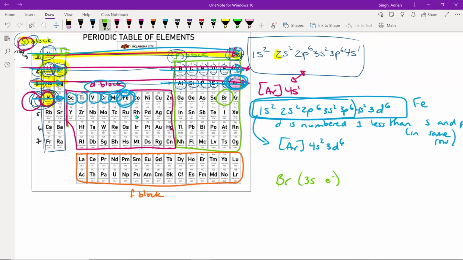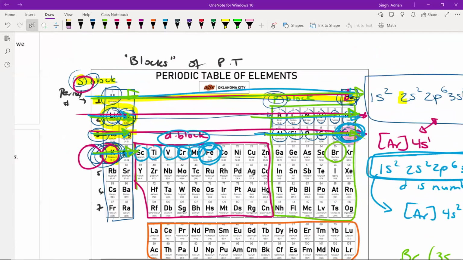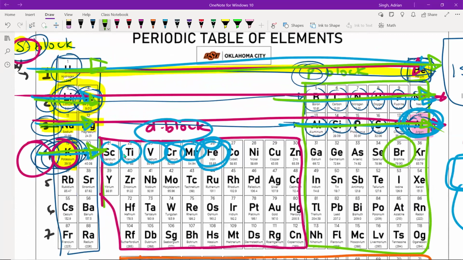1s2 gets me to the end of the first row, then 2s2 gets me to the end of the S block in the second row, then 2p6 gets me to the end of the second row, 3s2 gets me to the end of the S block in the third row, then 3p6 gets me to the end of the third row altogether, then 4s2 gets me to the end of the S block in the fourth row. So right here is where 4s2 ends.